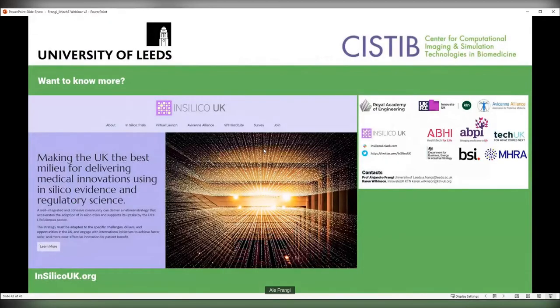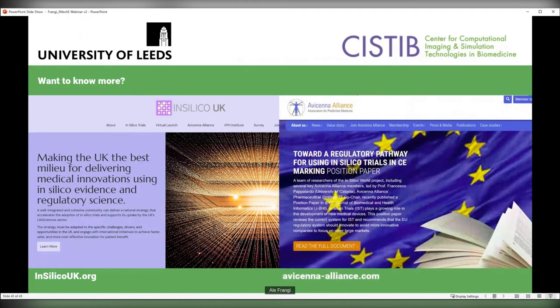And if you're interested in knowing more about this, there are a number of sources that I can point you to. The insilicouk.org webpage provides a community of over 1,500 people at the moment with a Slack workspace. There is a roadmap that is being drafted and evaluated at the moment, and if you join, you will get access to it. Also, IMechE Alliance, which operates more at the European level, and we are doing this work in close collaboration with the Virtual Physiological Human Institute chapter, particularly in the UK, but also more broadly across Europe. And I hope this is useful. Thank you.